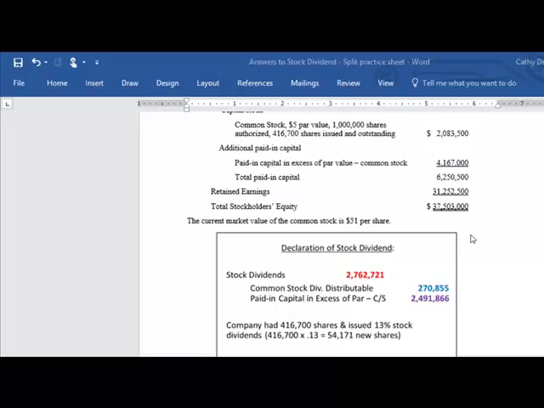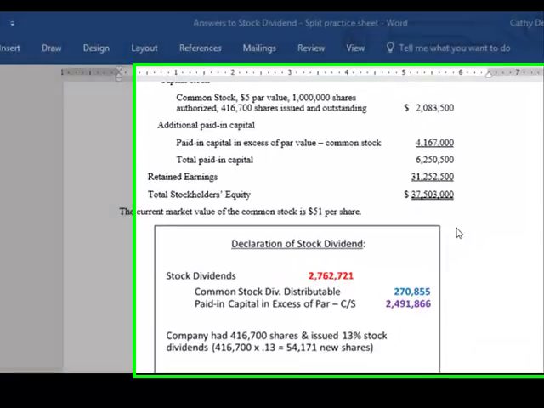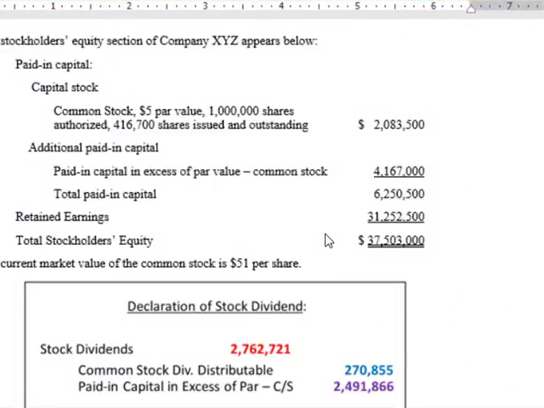So here we have the stock dividend and stock split practice sheet. At the top, we can see information about the stockholders' equity section of this particular company. The board of directors is considering a 13% stock dividend, which means that it would distribute 13% more shares to all of the existing stockholders. It's also considering a stock split, but I'll talk about that in another video.